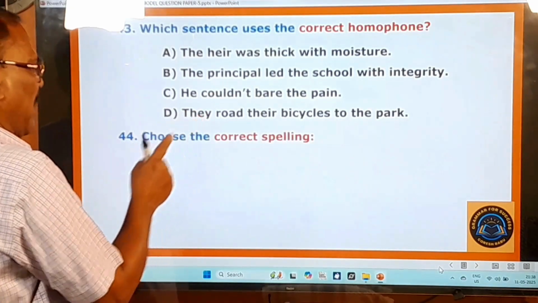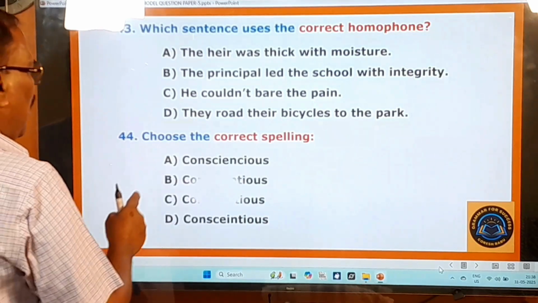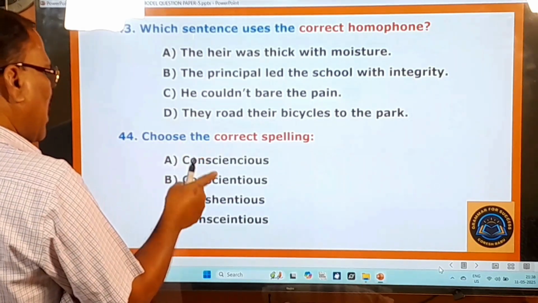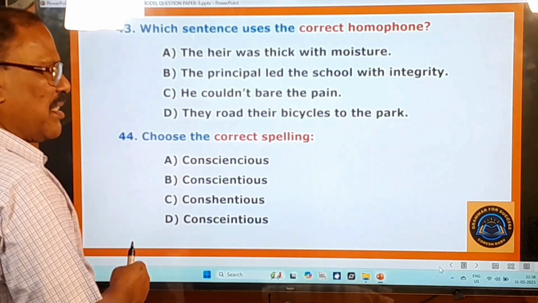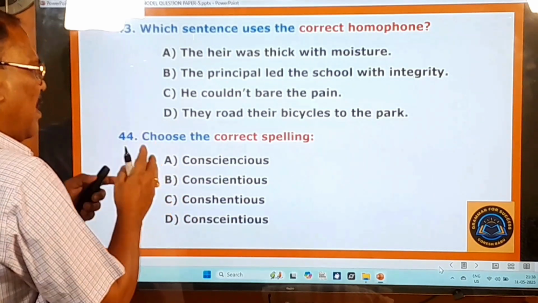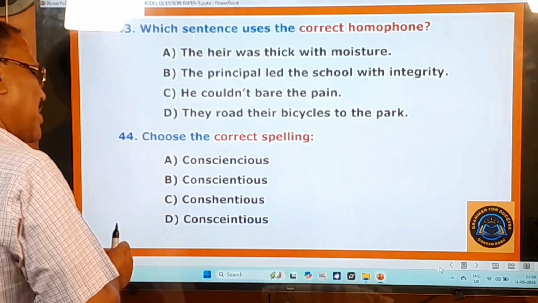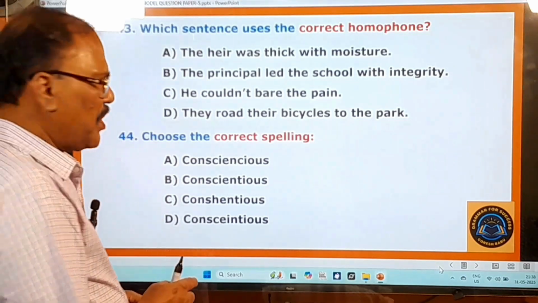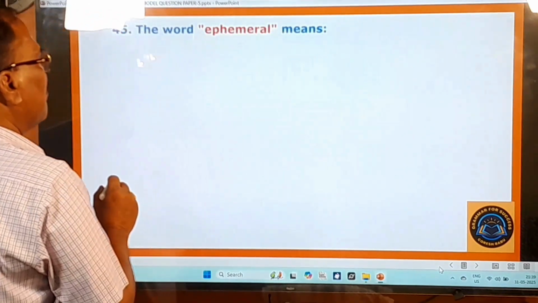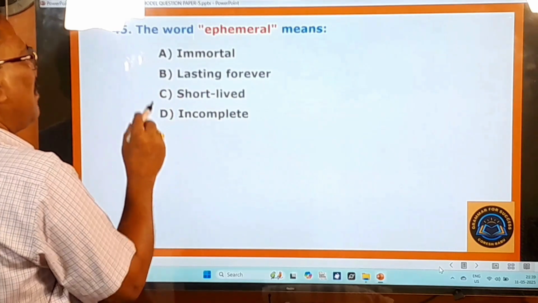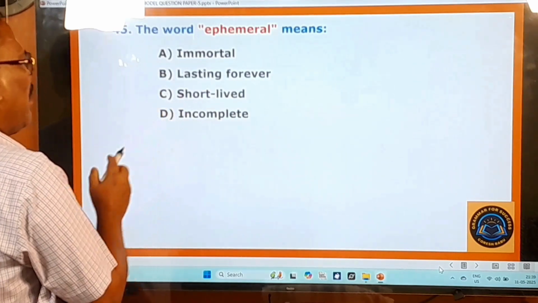Go to the 44th question. Choose the correct spelling. Conscientious. So all these words are about the word conscientious, and you choose the correct spelling of the word conscientious. Okay. Now you go to other questions. 45th question. The word ephemeral means immortal, lasting forever, short-lived, incomplete.